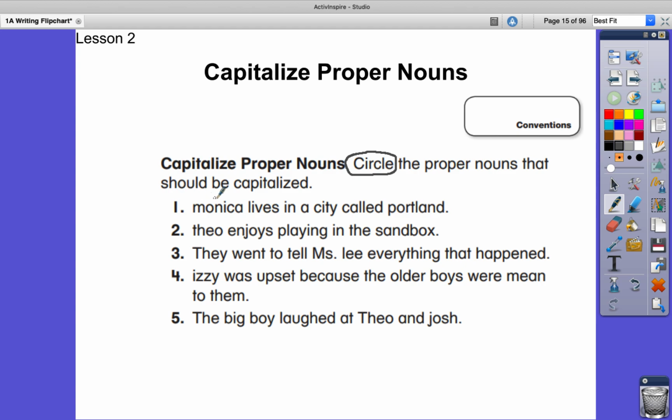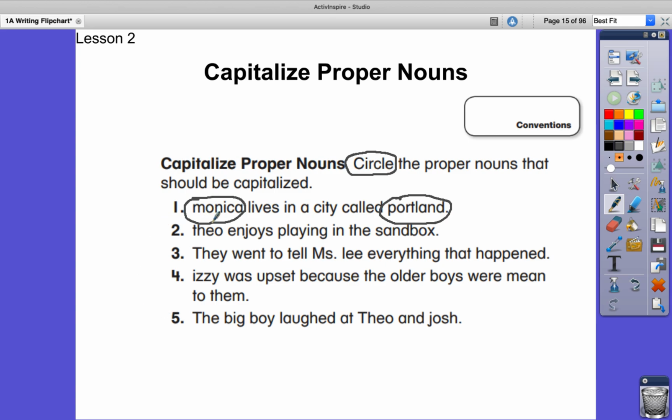Number 1 says, Monica lives in a city called Portland. Okay, so I'm going to look. Monica needs to be circled. It's a name. She lives in a city called Portland. This is the name of a specific city. Okay, we'll do the next one together, and then I'm going to see if you can do numbers 3, 4, and 5 on your own, and I will check your answers in your writing journal.